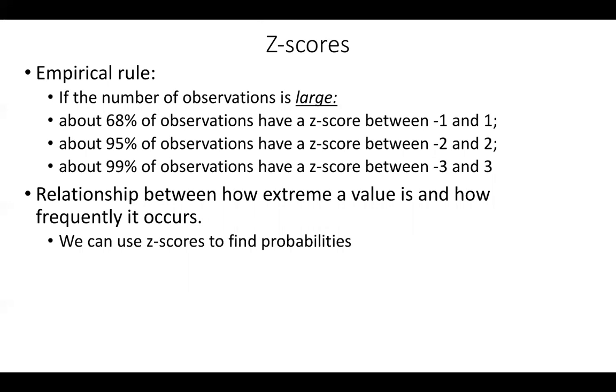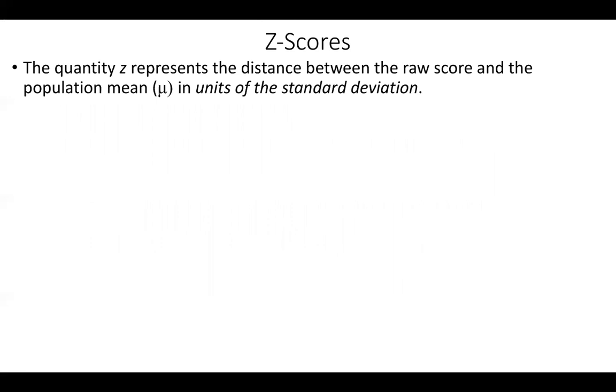Basically, when we look at these Z-scores, it's going to show this relationship between how extreme a value is and how frequently it occurs. So if we have a really extreme value that falls very far from the mean, we're not going to observe it very frequently. A Z-score of, say, positive 3 is going to occur probably less than 1% of the time. So with that, we can start to use Z-scores to find probabilities. Let's walk through this with an exercise.